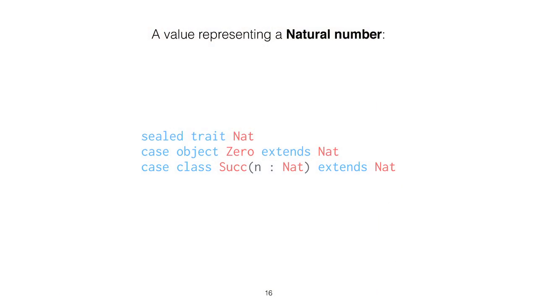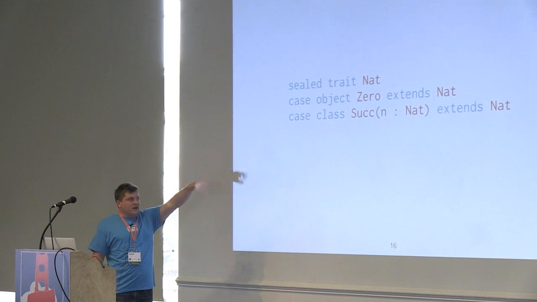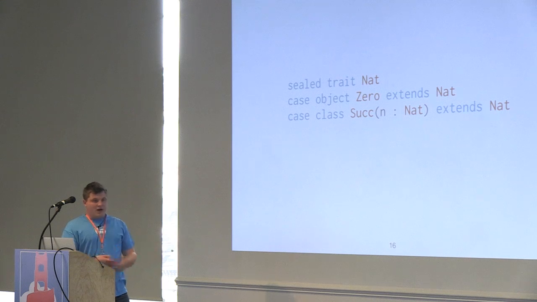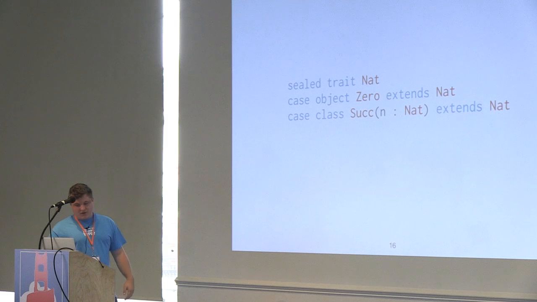So for the value level, we can take something really simple like this. We have a value representing a natural number. We declare a sealed trait. We have a case object that represents 0. We have a case class that represents successor. It takes a natural number and is also a natural number itself. So this is the function we talked about. If I apply suck to 0, I get 1, so on and so forth. You could provide an implicit conversion that converts integers to this if you really want it to syntactically be nice.